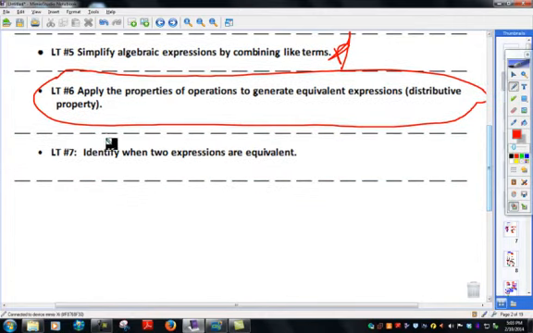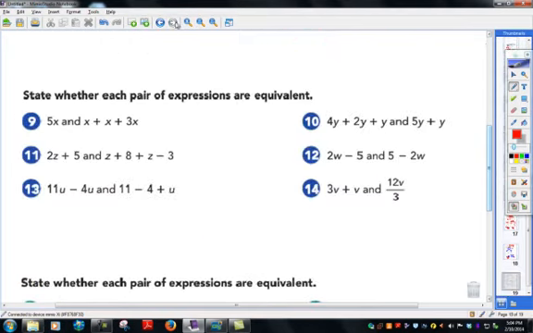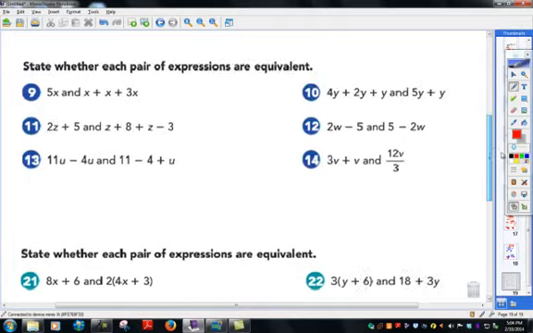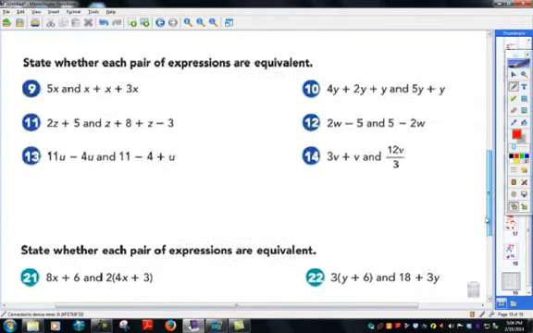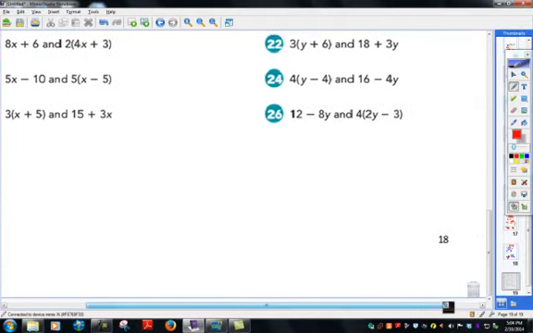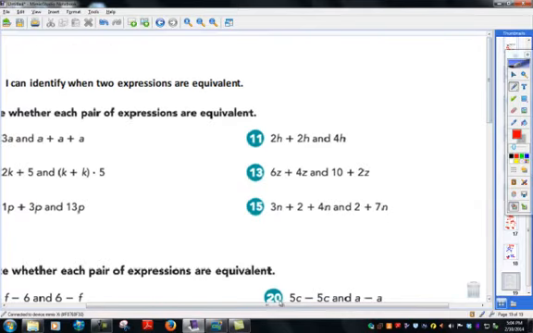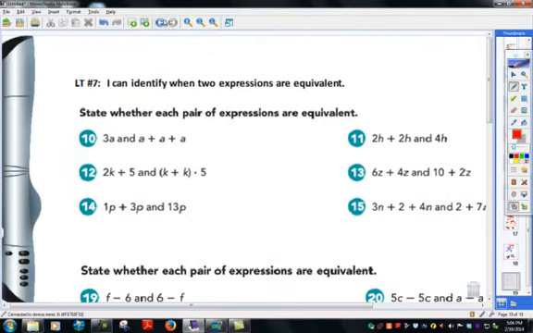Now we're going to be able to identify when two expressions are equivalent. This is pretty easy. That's why I saved it for last. Easiest for last is how I like to do things. So let's see how we do. Go ahead and flip to page number, I want to say 17, something like that. Yes, this is it right here. 18. It's the very, very back of your thing.